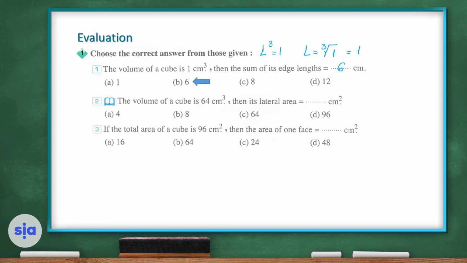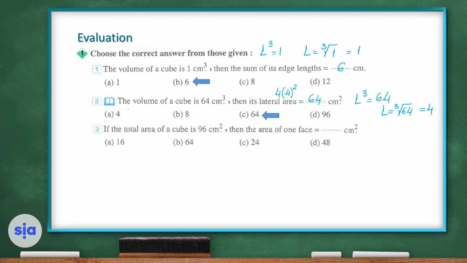Question 2. If the volume of a cube is 64 centimeters cubed, so here L cubed is 64, so L is the cubic root of 64, which is 4. But the question here is asking us to find the lateral area. The lateral area is 4 times 4 squared, which is 64 centimeters squared. So the right answer for question 2 is choice C.